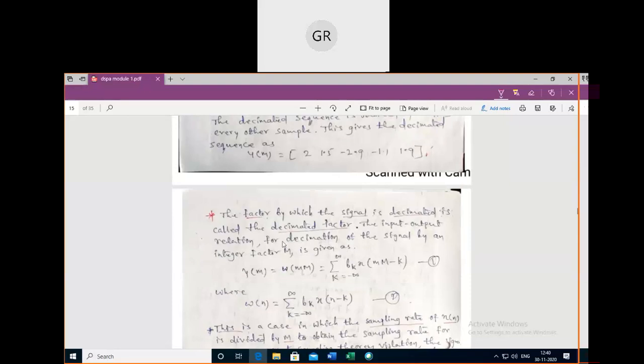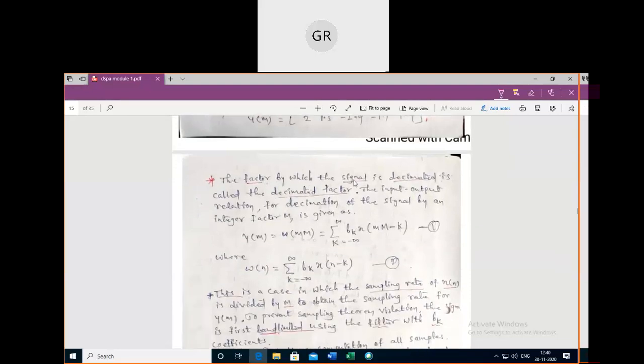The factor by which the signal is decimated is called the decimation factor. That means the decimation factor indicates how many samples can be dropped from the input.